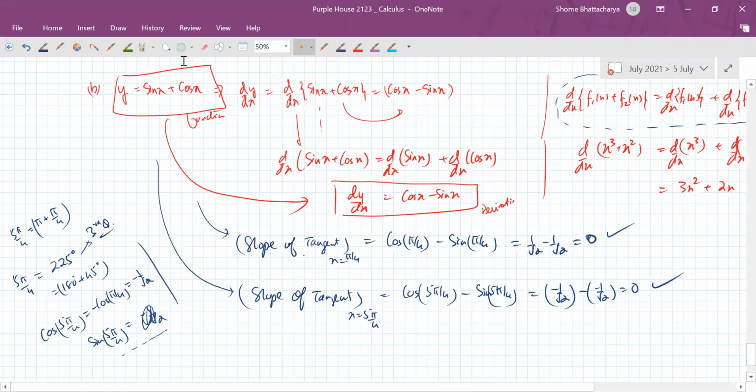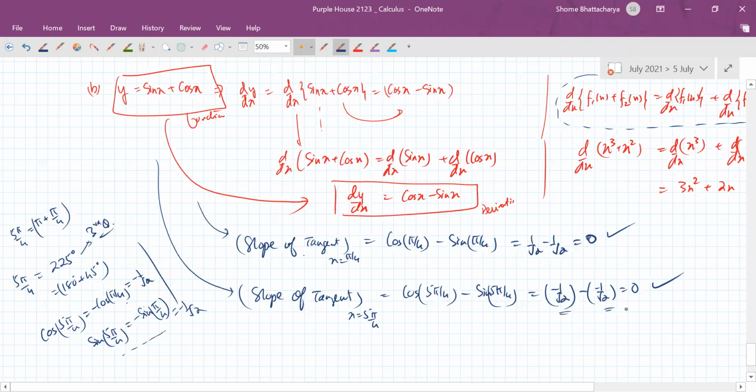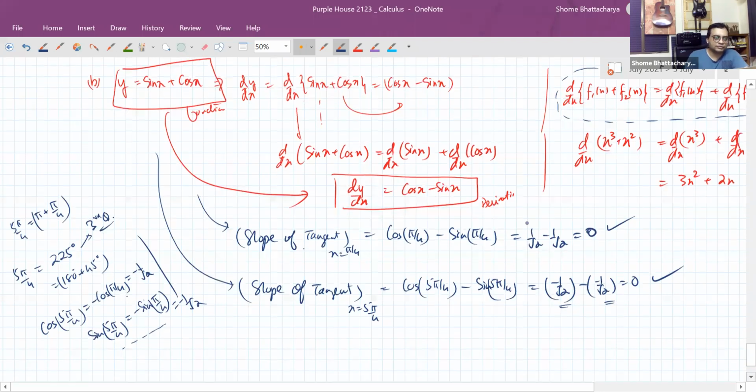Okay, my software is again hanging. Just a second. So this is minus sine pi by 4. For any other value, these two would not have been the same, but because it's pi by 4, they are both equal to minus 1 by root 2. So that's how we are getting it. Okay, so with this now, I think you should not have any difficulty with differentiation of trigonometric functions. We completed this part.